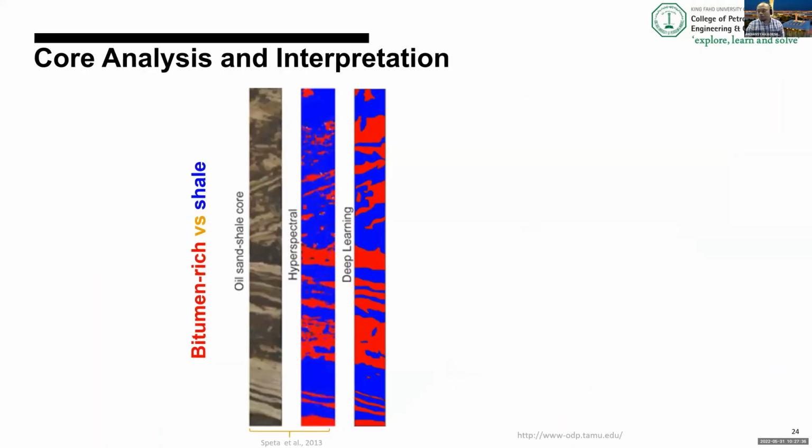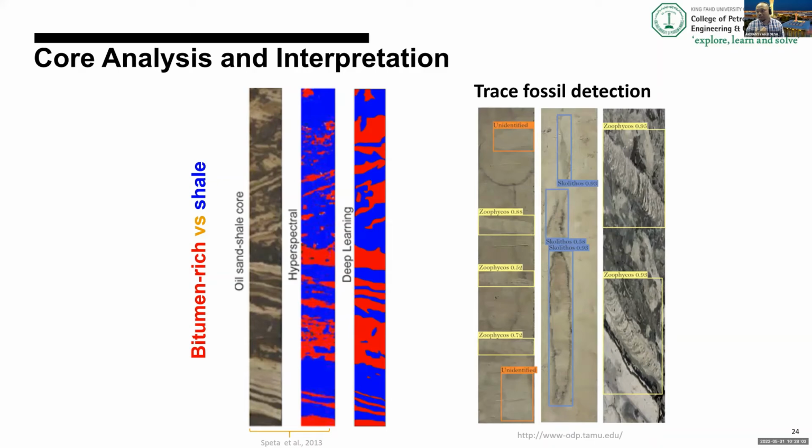Another thing you can do is move from thin section to a higher scale, or a lower scale if you like, which is core images, right? Here we try to differentiate between bitumen-rich lithology and shale. This is from hyperspectral data, and this is from deep learning segmentation analysis. As you can see, yes, it's not perfect, but it's quite close. Again, for a first screening, I think it's a really great tool to use. And for example, if you're interested in fossil analysis, we can also use this for bioturbation or trace fossil identification. Trace fossils can give us some information about the depositional environment and where these rocks were deposited.